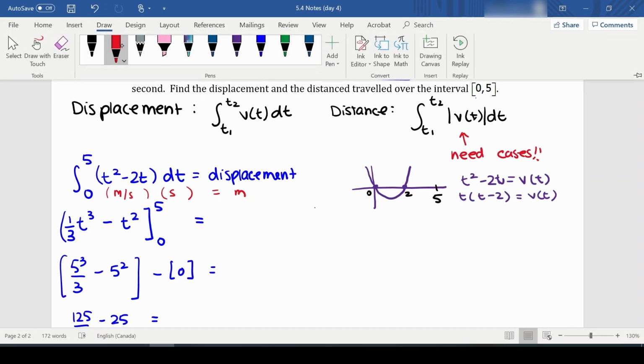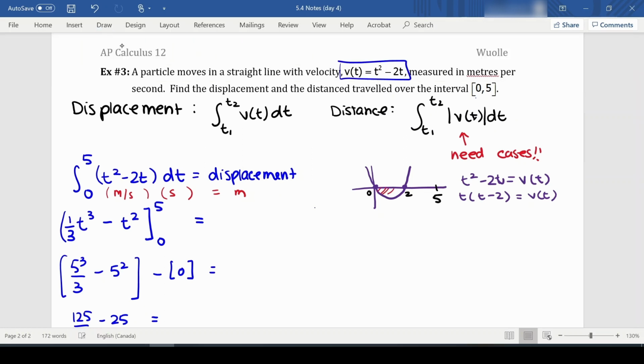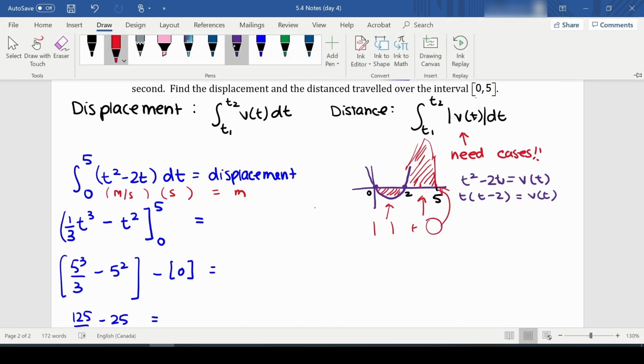When I want to find the distance traveled, I'm taking this area here and adding it up with this area here that's under the curve just till 5. So this would intersect up here like this. So we have the negative case and the positive case, and we need to take the absolute value of this case plus this one here. So I need to split this into cases.